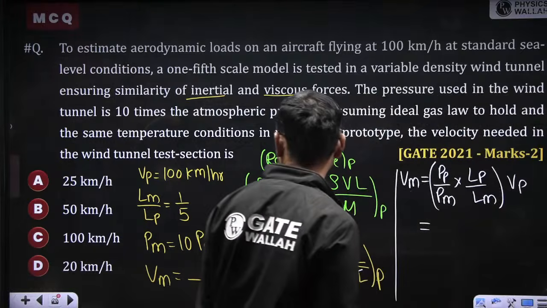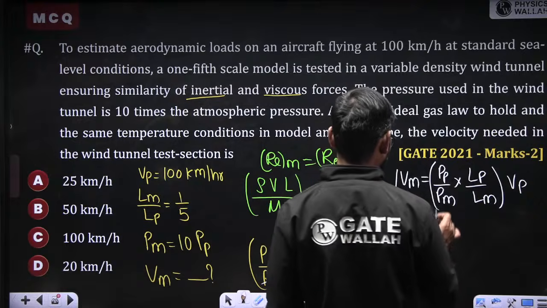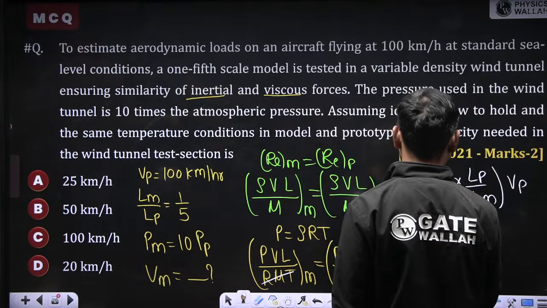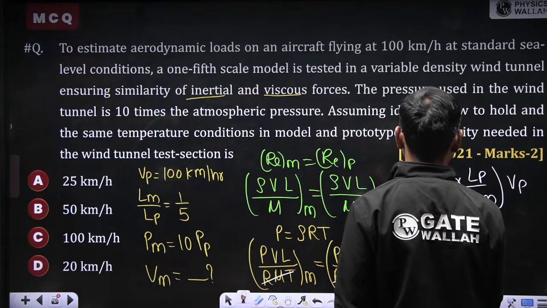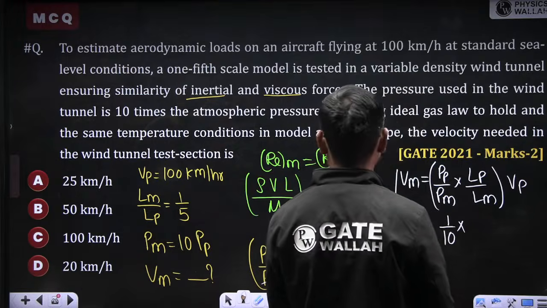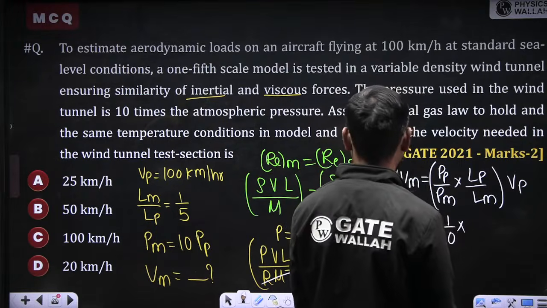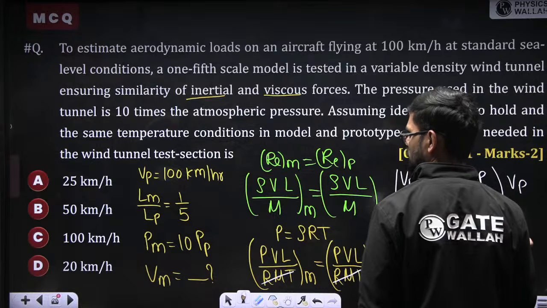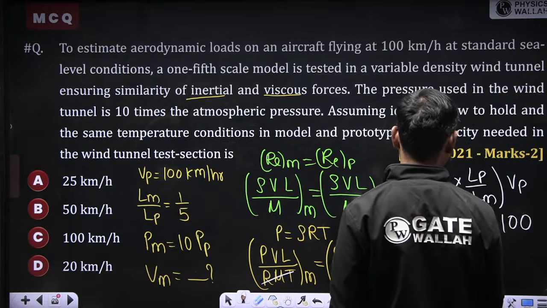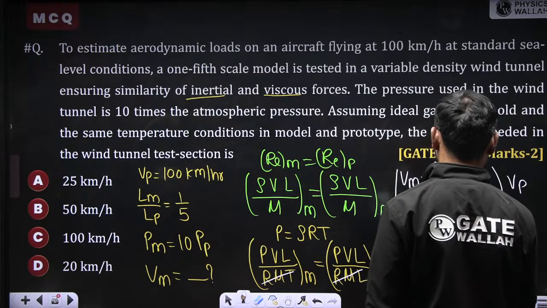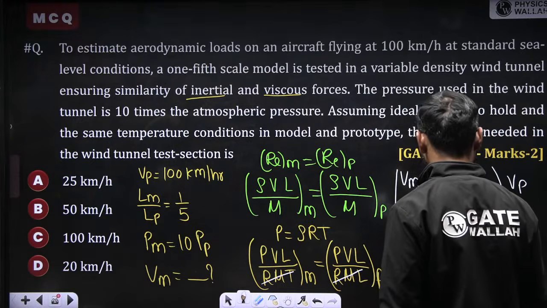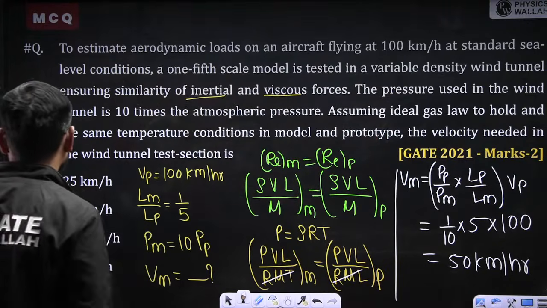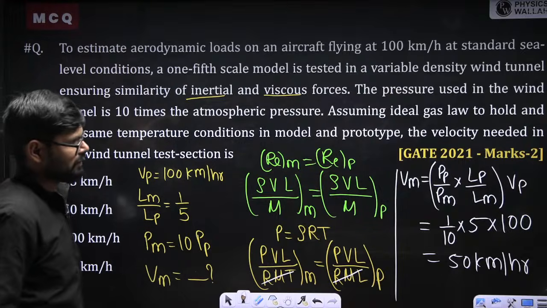So P of prototype is P model by 10, so this value will come 1 by 10, into L P by L M value is 5, into V P value is 100, which gives 50. Check once. 50 km per hour is going to be the correct answer. So B is going to be your correct answer.